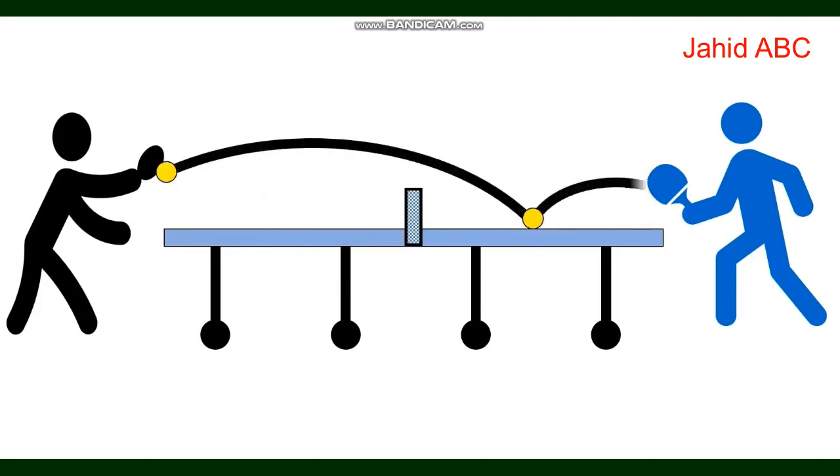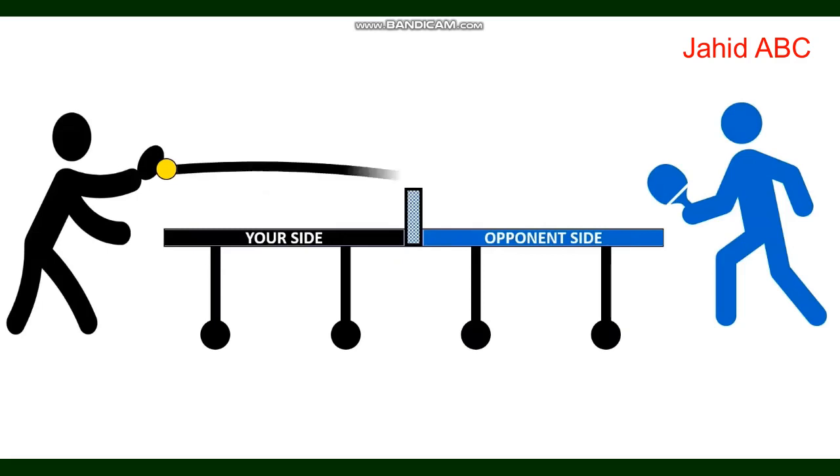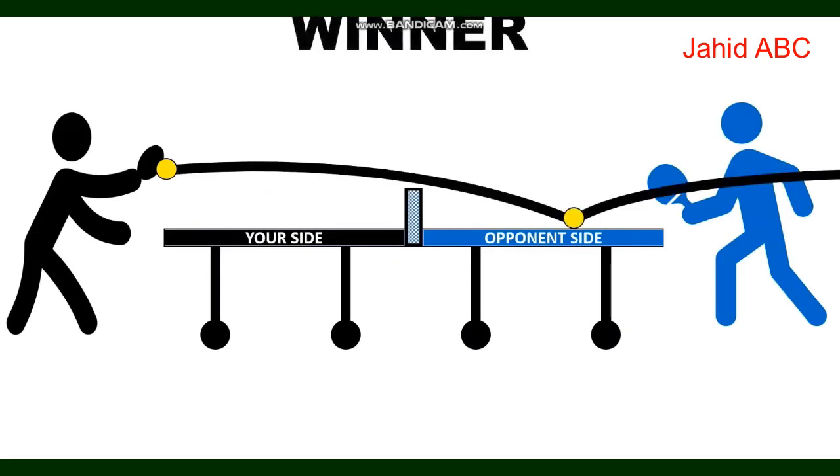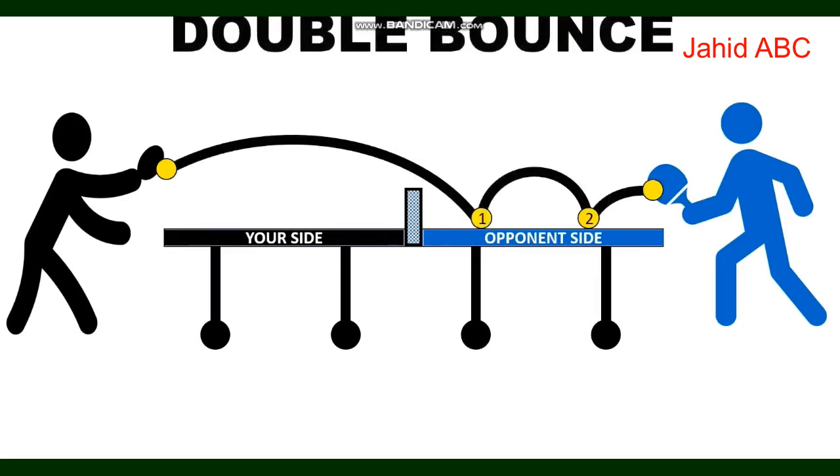So you're wondering, how do you win points? Let's talk about that. You can hit a very fast shot and your opponent is not able to make contact. That is a winner. Another way to win a point is two bounces. So if your opponent hits the ball after the ball has made two bounces on the table, it's called a double bounce and you win the point.